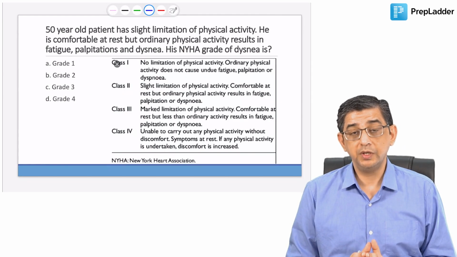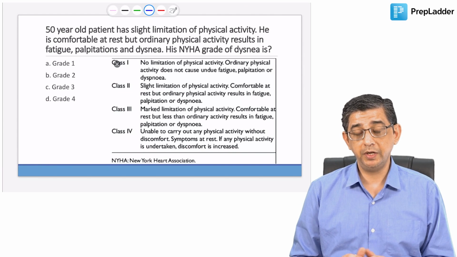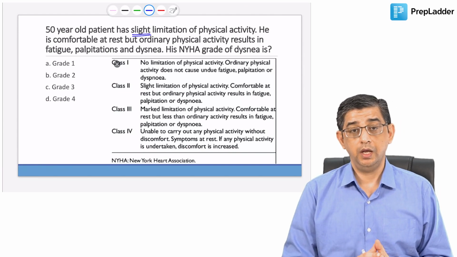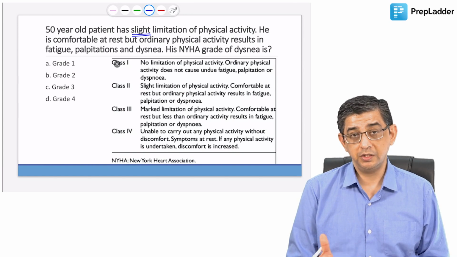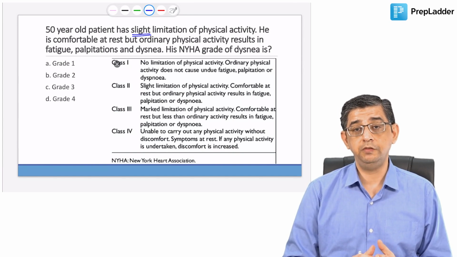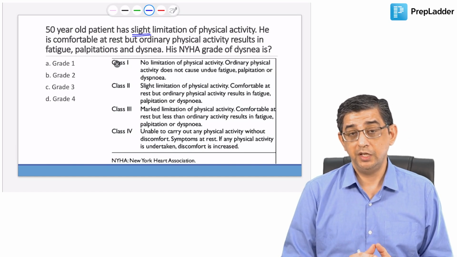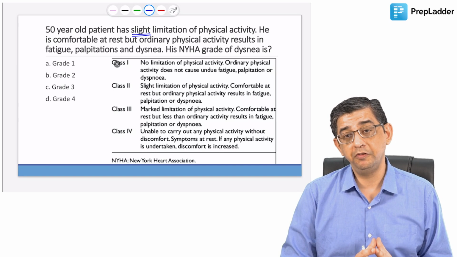The next question talks about a 50-year-old man who is having slight limitation of physical activity, which implies difficulty in climbing stairs. He's comfortable at rest, like I'm sitting on a chair, I'm comfortable, but ordinary physical activity like climbing stairs is resulting in fatigue, palpitations, and dyspnea. His New York Heart Association grading of dyspnea is.